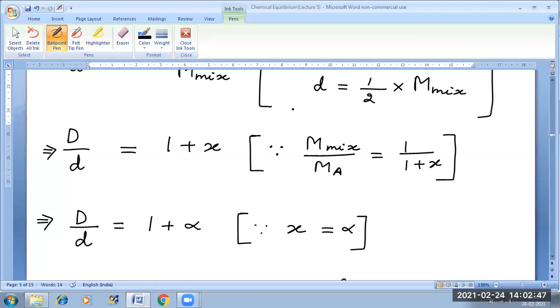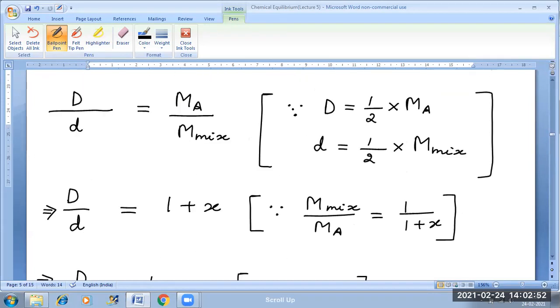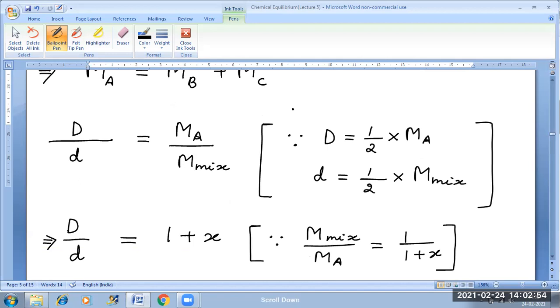So how did the equation D by d come? Means I'm taking vapor density initial as capital D and final vapor density as small d. If you put this here, it will come, the half will get cancelled. That is why it is like that.